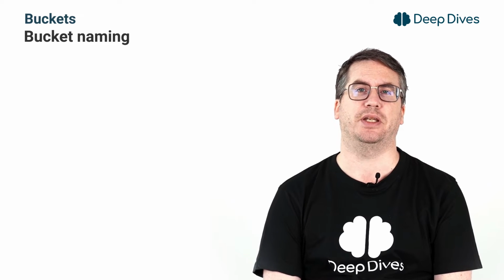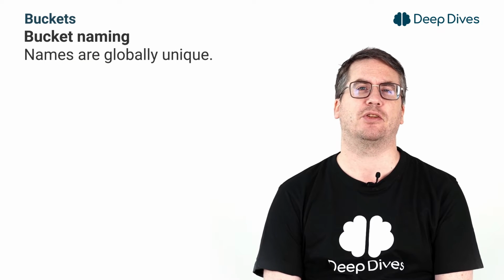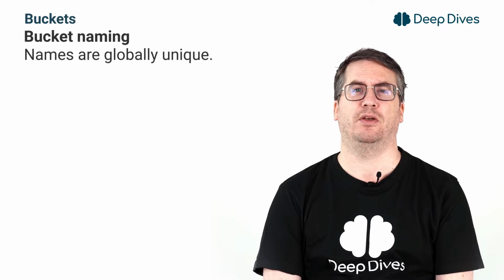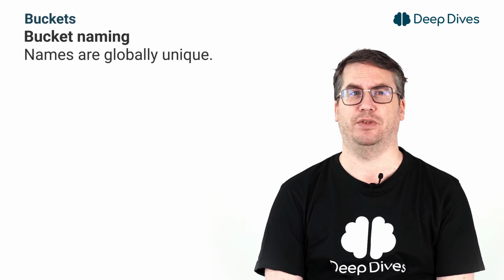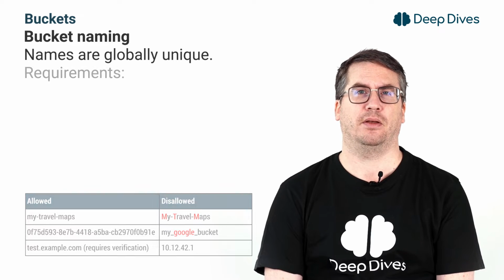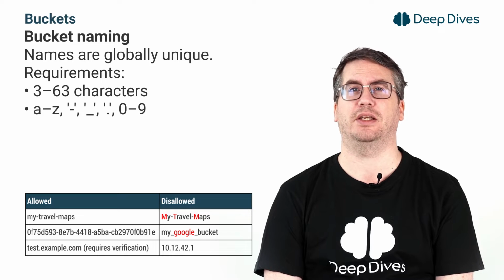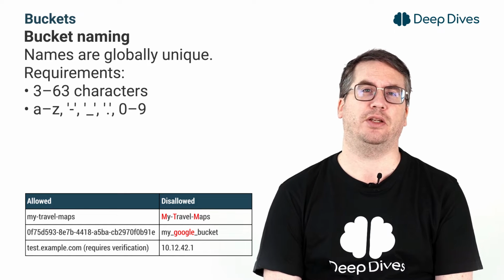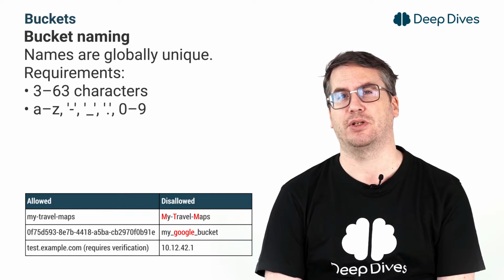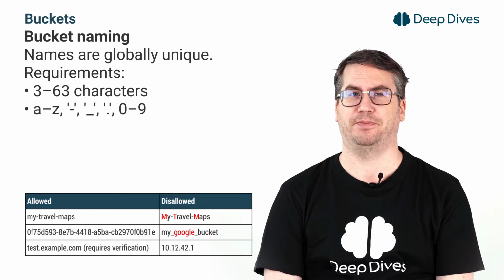Another thing that we need to define when creating a bucket is its name. This name needs to be a globally unique one throughout the whole cloud storage service. The name is limited to 3 to 63 lowercase letters. Additionally, we can use dashes, underscores, dots, and numbers.